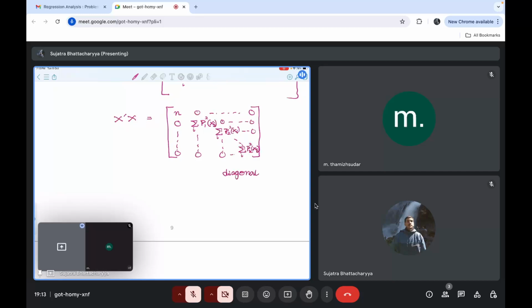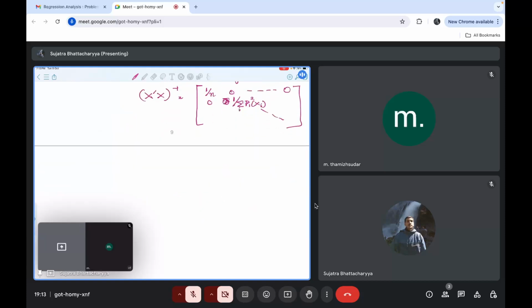The beauty of orthogonal polynomials is that when you do this calculation of X prime X, it becomes a diagonal matrix. And it's easy to calculate its inverse. What is the inverse of this diagonal matrix? Absolutely simple. It is just reciprocated: 1 by n, 0 and all, then 0. It is just 1 upon summation of xi square, whatever you have, and so on. Only the diagonal elements will be reciprocated. That is the thing. Okay.